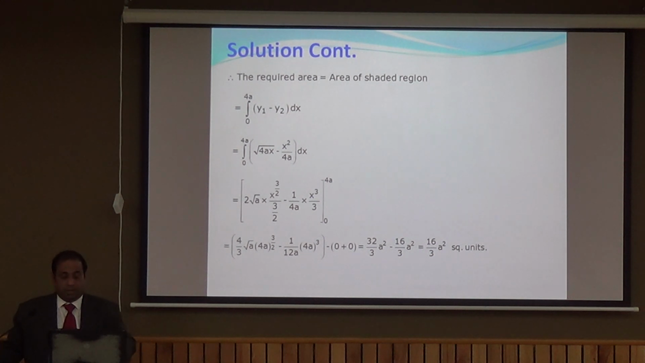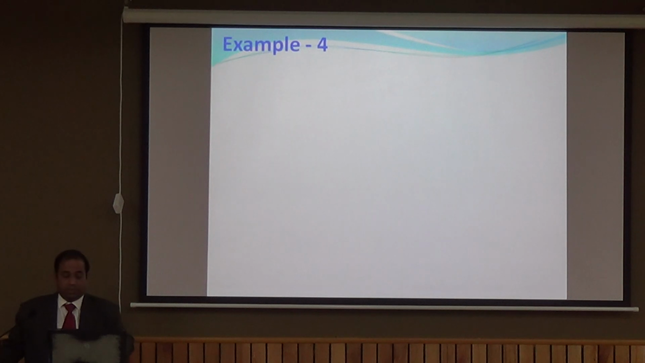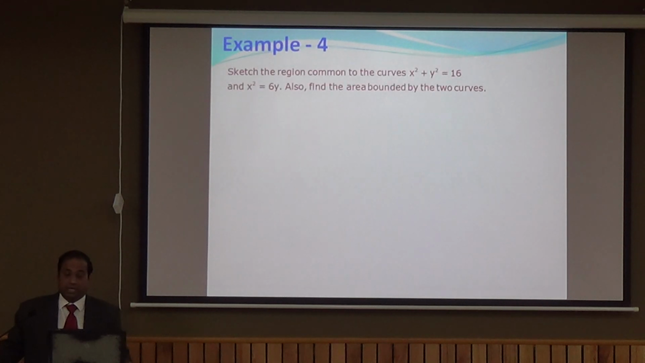Now, to further strengthen our concepts, we take another case where we have to calculate the area between a circle and a parabola. For this we consider the curve x square plus y square is equal to 16 and the parabola x square is equal to 6y. Find the area bounded by the two curves.